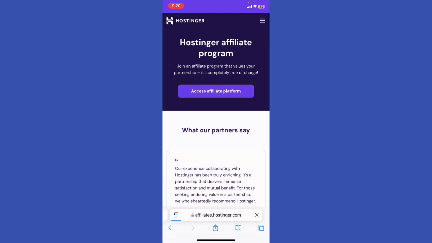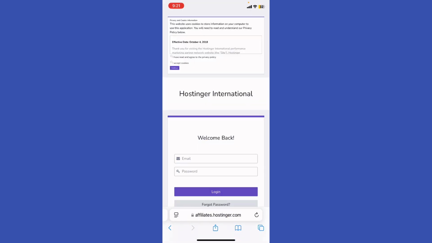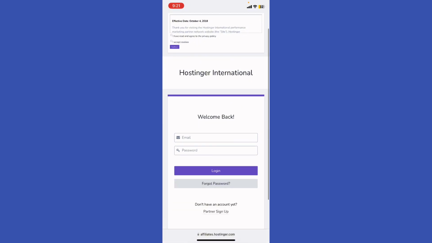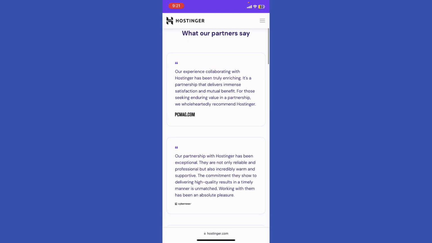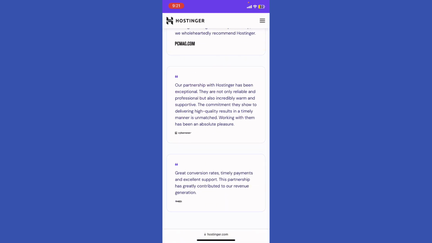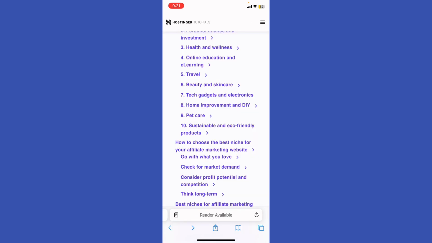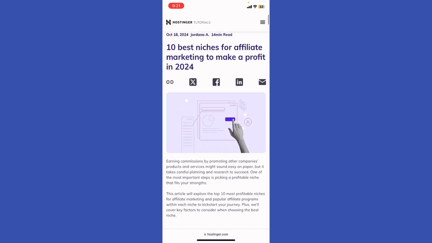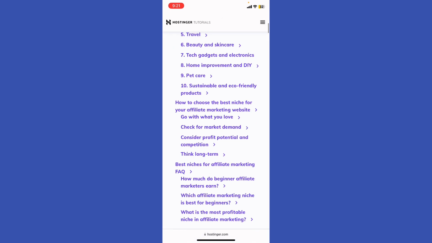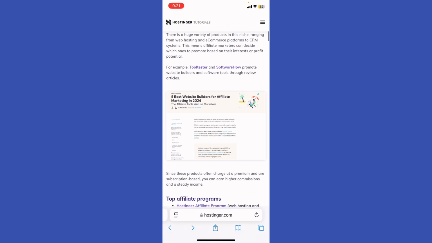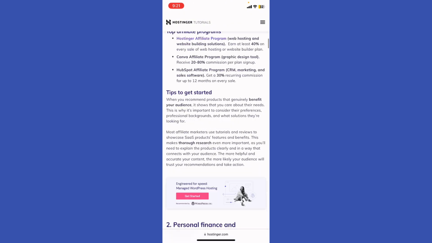Once you access the affiliate platform, you're going to be able to just accept the cookies and sign up with a new account. And basically look at the traffic, keywords, backlink strategies, and consider your interests. Identify topics that you're passionate about, which leads me to the official website of affiliate marketing in Hostinger, to find what's best for you.